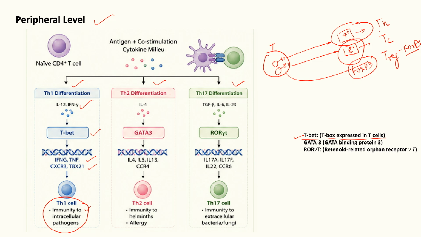Now let's focus on Th2 differentiation. In Th2 differentiation, the major cytokine which decides Th2 proliferation is IL-4. So each differentiation is distinct from the other types based on the cytokine. And the transcription factor which comes into the picture is GATA3. GATA3 stands for GATA binding protein 3, which is again a very critical transcription factor that causes expression of IL-4, IL-5, IL-13 and CCR4, again a chemokine receptor, very specifically CCR4.